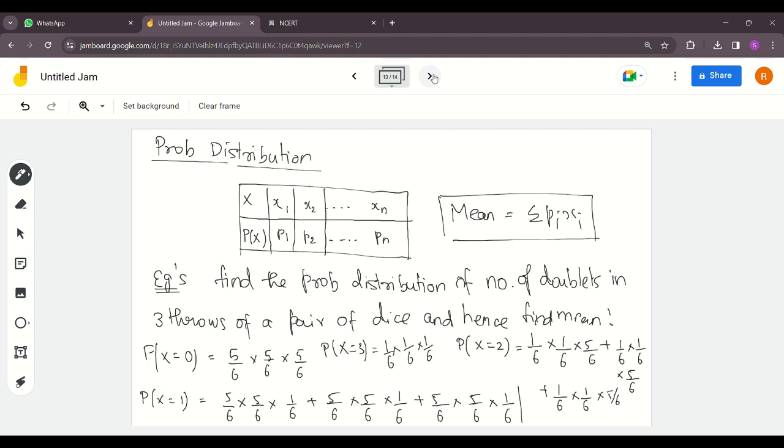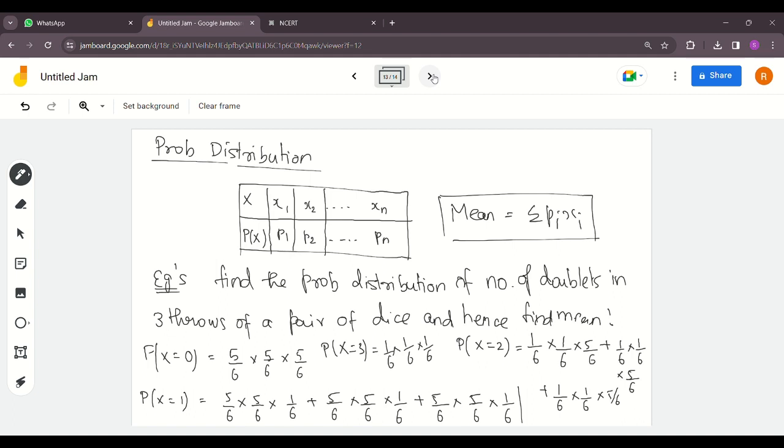Because if 3 throws are being done, the doublets are 1,1, 2,2, 3,3, 4,4, 5,5, and 6,6. So it is 6 out of 36, which is 1 out of 6. So if 3 throws of a pair of dice are done, then it is 1 by 6 into 1 by 6 into 1 by 6. Like that it will come. So now P of X is equal to 0. We have found that the probability of a doublet is 6 out of 36, which is 1 by 6.